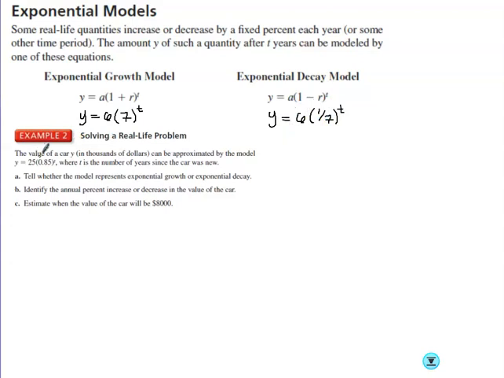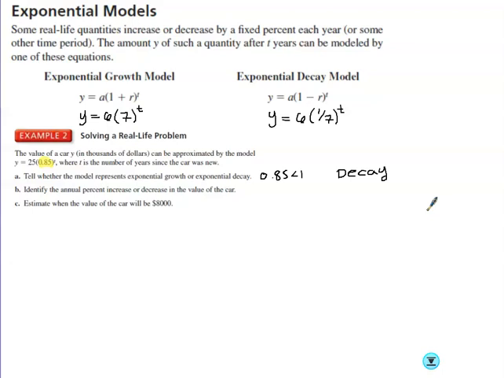In example 2, we'd like to determine the value of a car after a certain number of years. The value is given by this function, and we are first asked to tell whether the model represents exponential growth or decay. To determine this, all I do is look at the base of my exponent, 0.85. Since 0.85 is less than 1, that means this is a decay function. So as we move forward in time, the value of the car decreases.